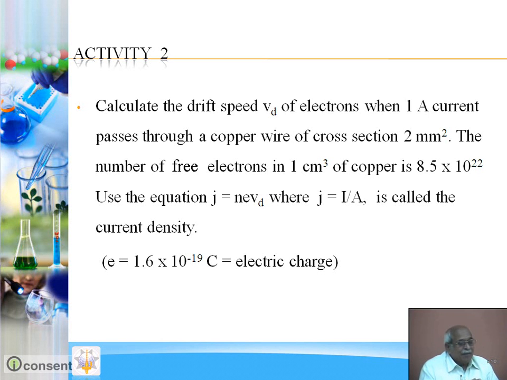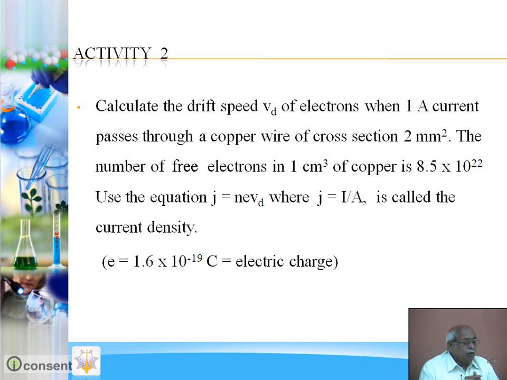In this second activity, you can work on the actual drift speed. You have some realistic data here. Realistic. These are true figures, not imaginary figures. And you can calculate the drift speed. For that, equations are given to you.